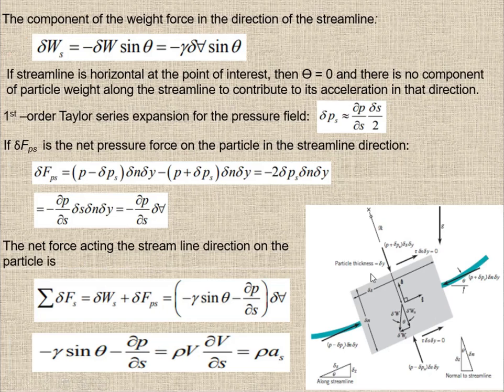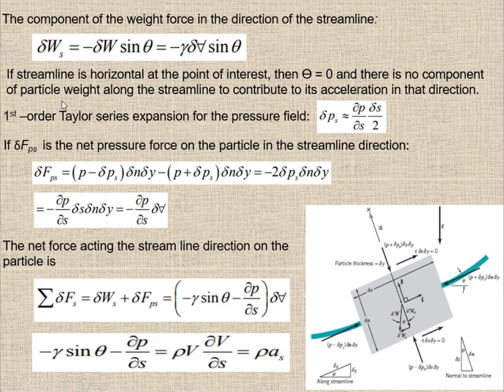So let's move on to the next slide. Here you can see the component of the weight force in the direction of the streamline is equal to minus W sine theta. So this component is equal to minus delta W_s, the weight along the streamline, and we can replace this delta W with gamma times volume times sine theta.